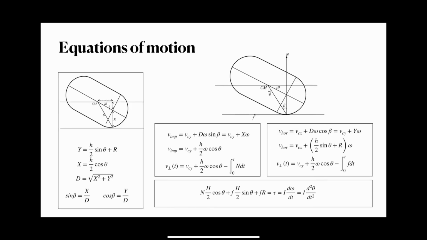And here we have the equations of motion to account for the forces doing work on the system. Here we have used the simple geometry of the capsule to obtain relationships between the y direction and the x direction, and also between sine beta and cosine beta. And here on the right side, you can see that we can list out the equations for the vertical velocity, the horizontal velocity, and the total torque, which corresponds to an angular acceleration.